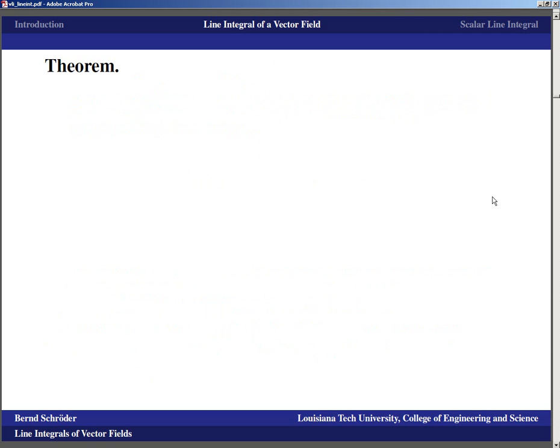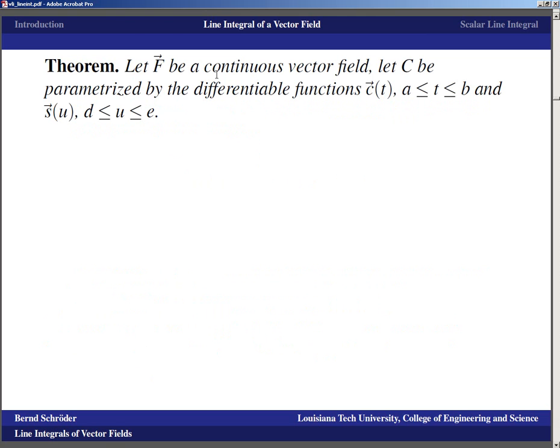Other than that, we first want to assure one thing, and that is that if we have a continuous vector field and a curve that is parameterized by differentiable functions c of t with a less than or equal to t less than or equal to b, and s of u with d less than or equal to u less than or equal to e, well then basically the line integral of the vector field along this curve, which is just traversed at different velocity distributions, if you will, by the parameterizations c of t and s of u, the line integral of this vector field along this curve should only depend on the curve.